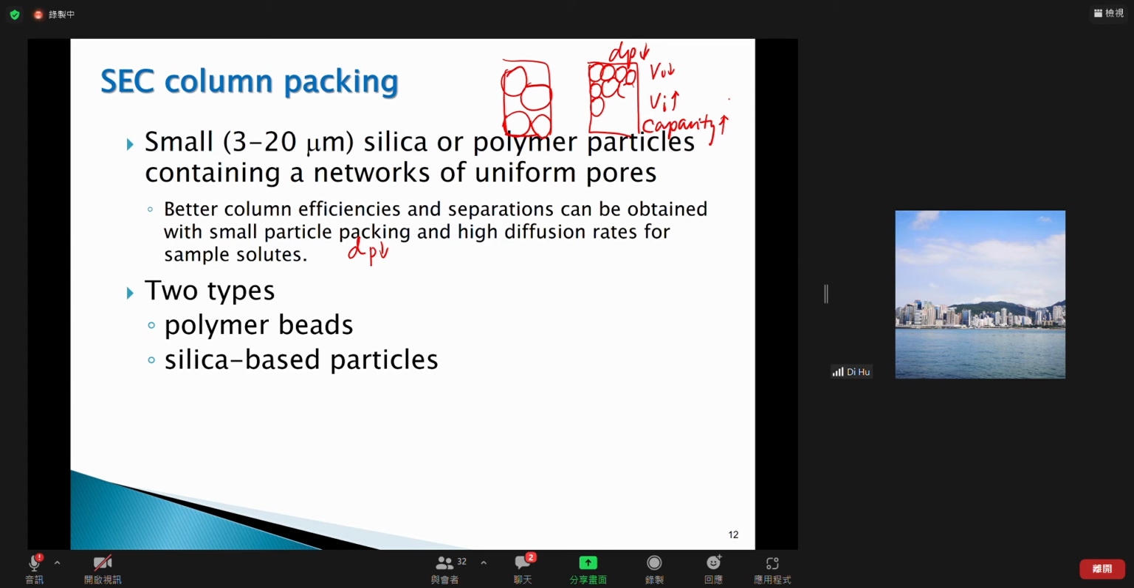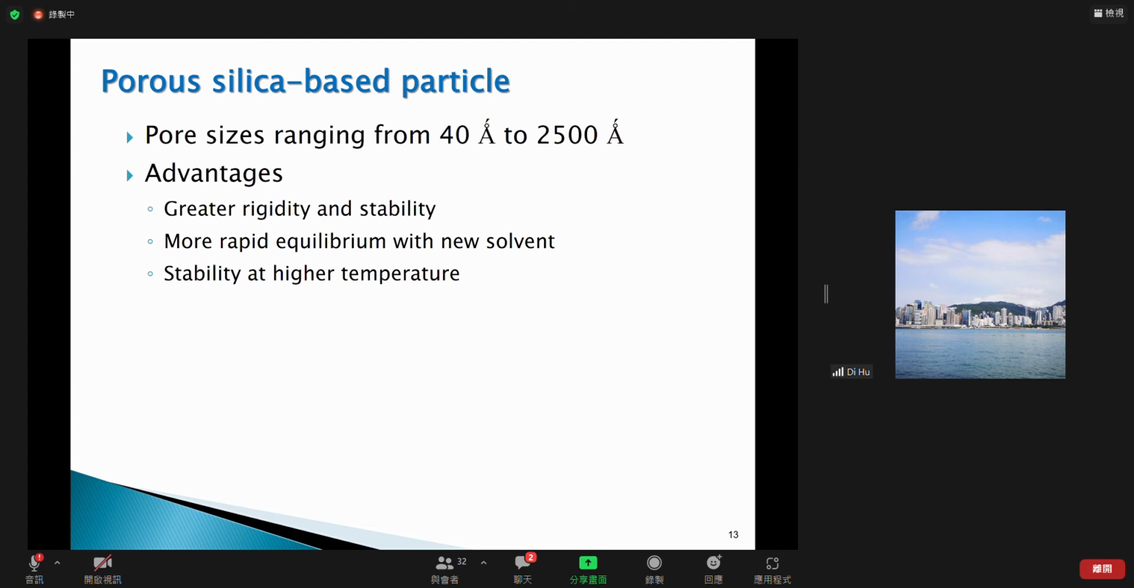Basically, for the stationary phase composition, there are two types: porous polymer beads or porous silica-based particles. I think we already talked about these two, very similar to ion chromatography. That should not be strange to you; you must be familiar with that.